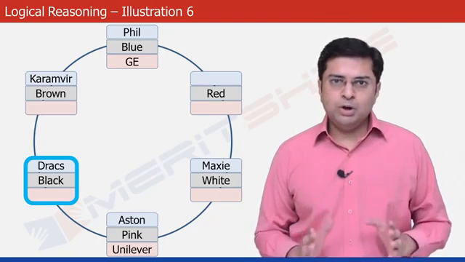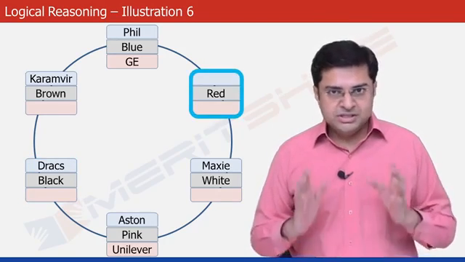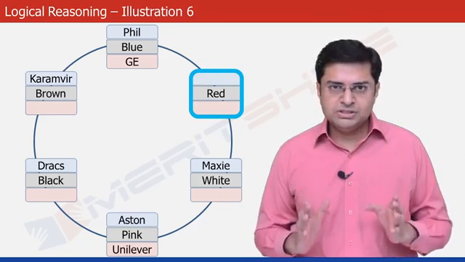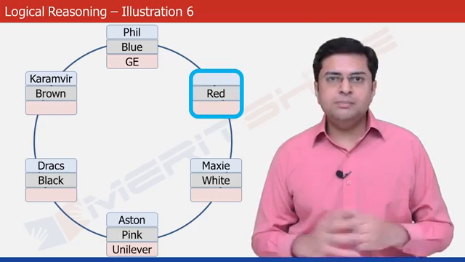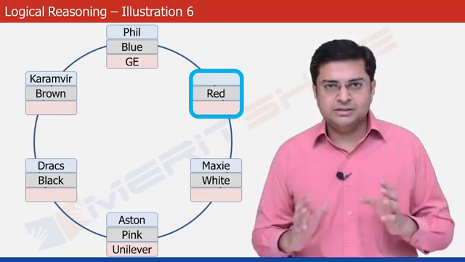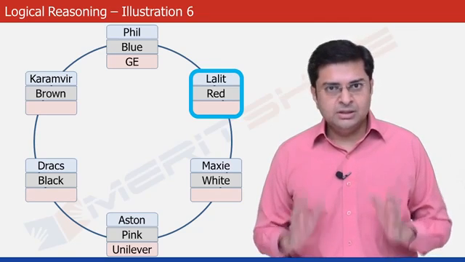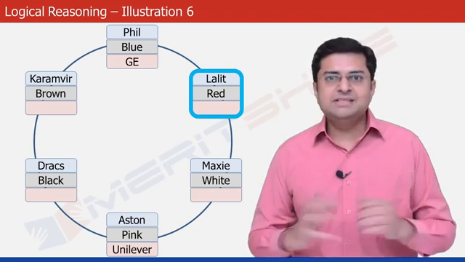Similarly, look at the box that's highlighted now. This is the only box in which there is no name filled, and the only person whose name does not appear on the table as yet is Lalit. So it's obvious now that this box needs to be filled with Lalit. Let's fill this up and move to the next statement.